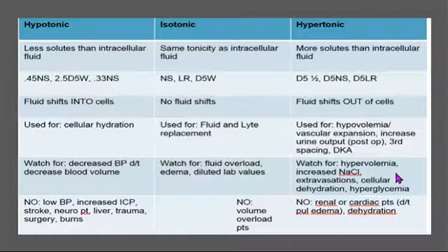Okay. Watch for hypervolemia because they can get overloaded very easily, increase in their sodium chloride, extravasation, cellular dehydration. Well, that's the dehydration because you're shrinking those cells. Hyperglycemia because look at the amount of dextrose you're dumping in there. Do not give in a renal or cardiac patient because of fluid overload. Do not give if they're dehydrated because the fluid's coming out of the cells. It should be pretty logical for you.